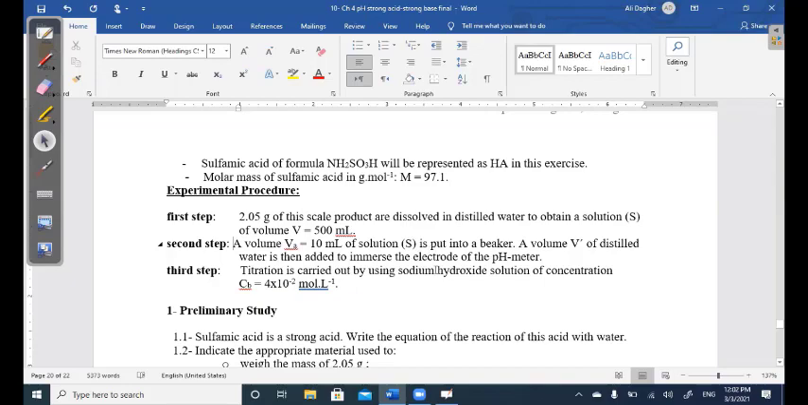We are preparing for the titration. Third step, titration is carried out by using sodium hydroxide solution of concentration Cb equal 4×10^-2 mole per liter.